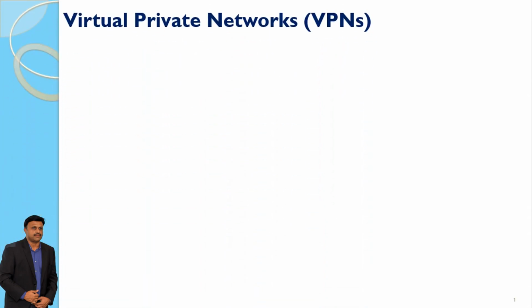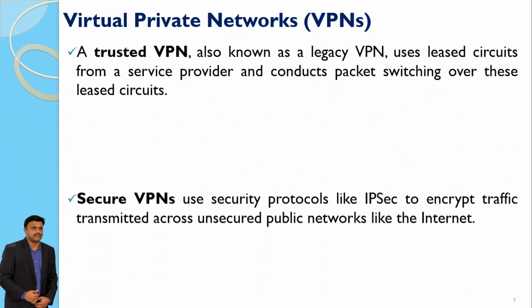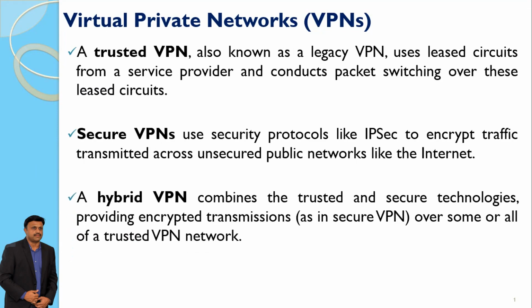Trusted VPNs use leased circuits from a service provider. Secure VPNs use protocols like IPsec to encrypt traffic over the Internet, and hybrid VPNs combine both trusted and secure technologies to provide encrypted transmissions over a trusted VPN network.